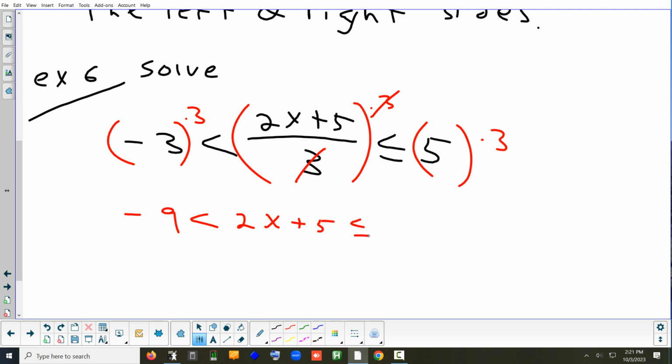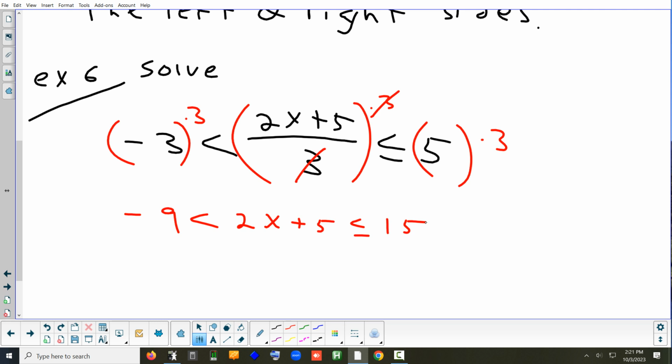And the right side? 15. Okay, so there's the first step. What would be the second step? I had a question on the first part. Are you just multiplying to get rid of the 3 on the bottom? We're just trying to get rid of that 3, yeah. So we're trying to isolate the x in the middle.